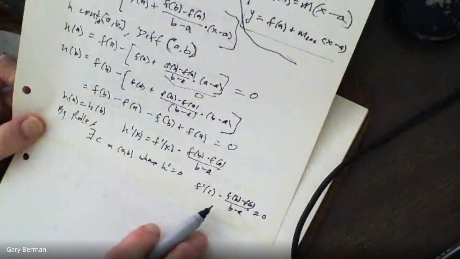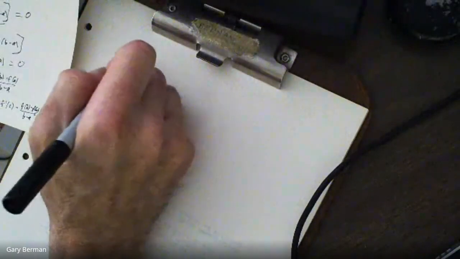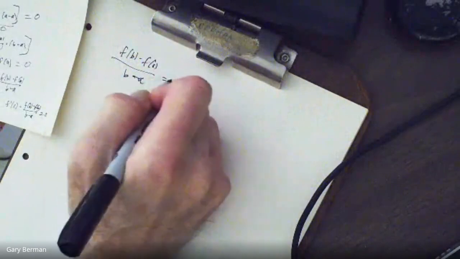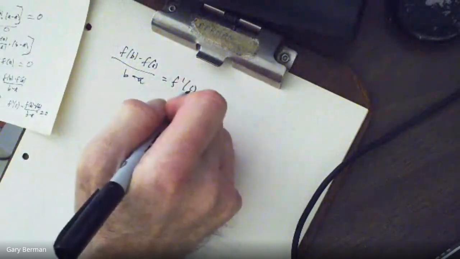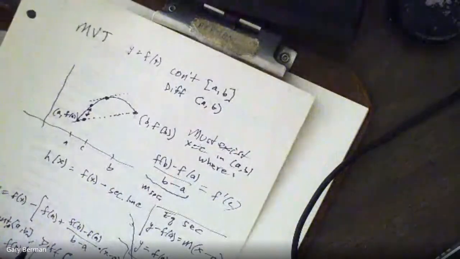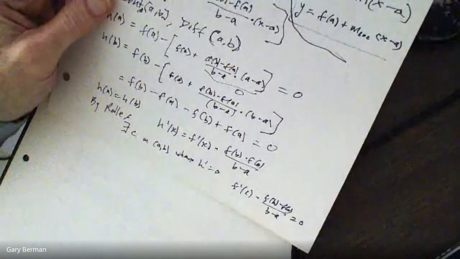And rewriting this, if I add that to both sides, we're left with f of b minus f of a over b minus a is equal to f prime at c. And we did it. All right. So we have now proved the mean value theorem.